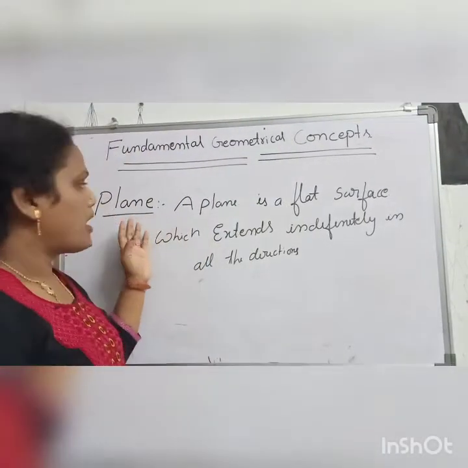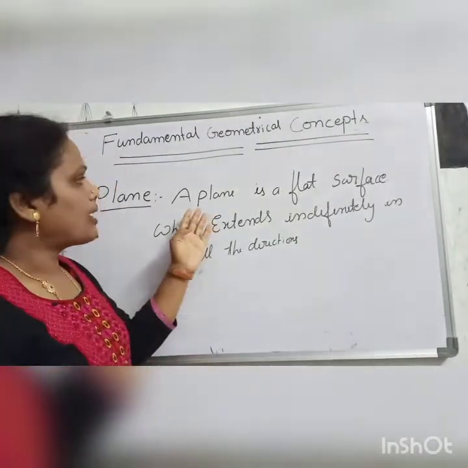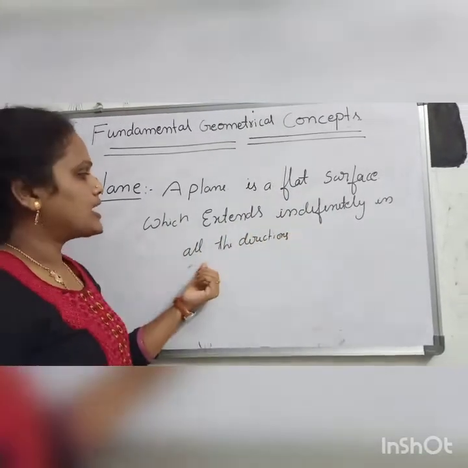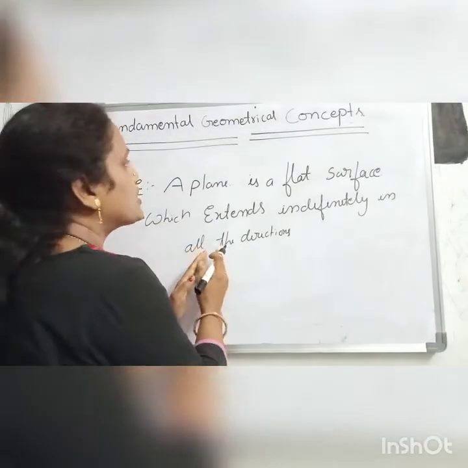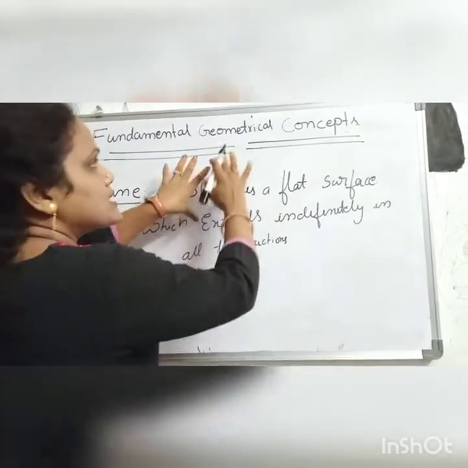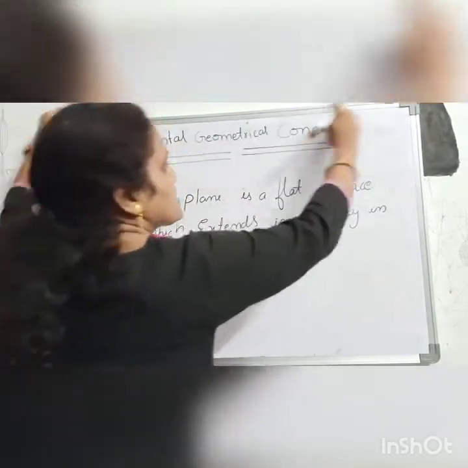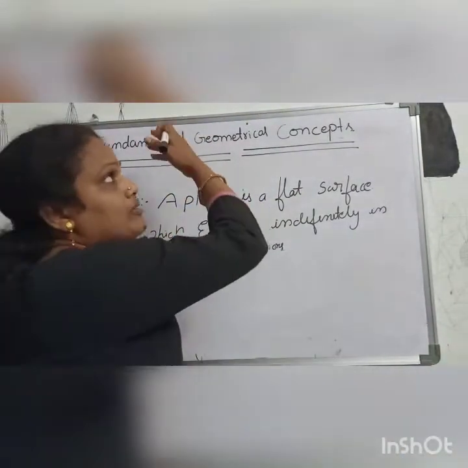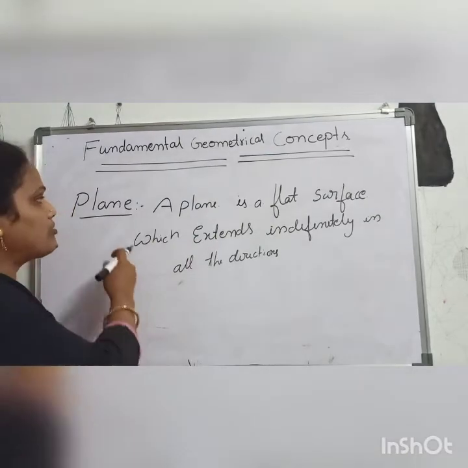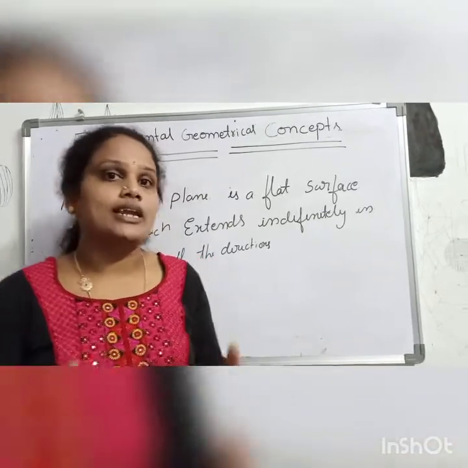Yes. Next is the plane. This word also we use so many times in geometry. A plane is a flat surface which extends indefinitely in all directions. For example, this blackboard or whiteboard is extending indefinitely in all directions. So this is called a plane. And one more example is a plain ball. A plain table surface also we can take as a plane.